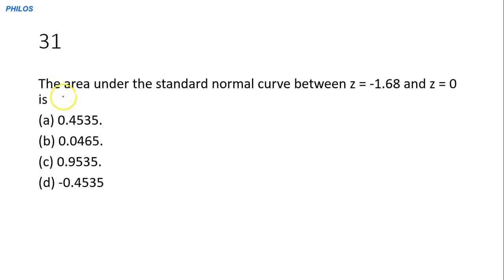Question 31 says, the area under the standard normal curve between z equals negative 1.68 and z equals 0 is. To get this, they say z equals 0. We know that the middle is 0. And z equals negative 1.68. So let's say negative 1.68 is here, and this is the middle, 0. They want us to find the area between them.